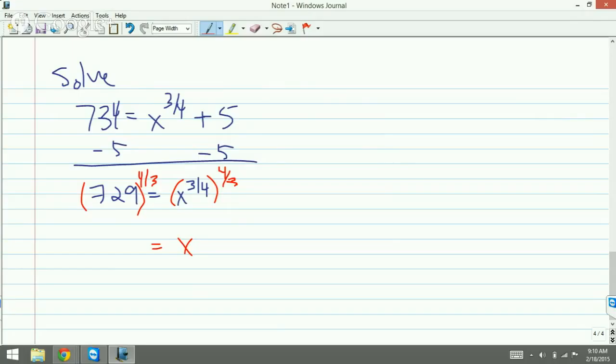So what's 729 to the 4/3? The cube root of 729 is 9. It's 9 to the 4th. And you can double check that, of course. Did you guys do to the 4/3 power? Or did you just do to the 4th? Okay. That's good.